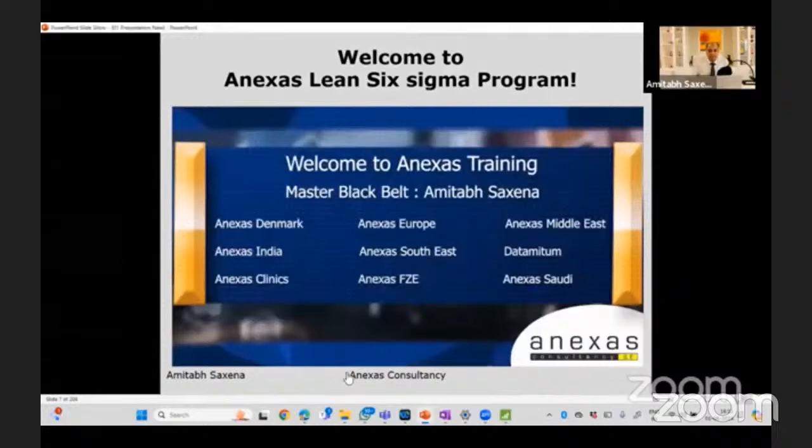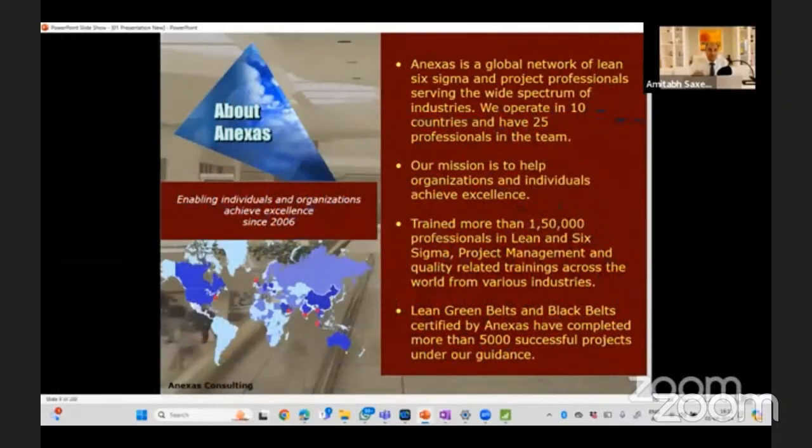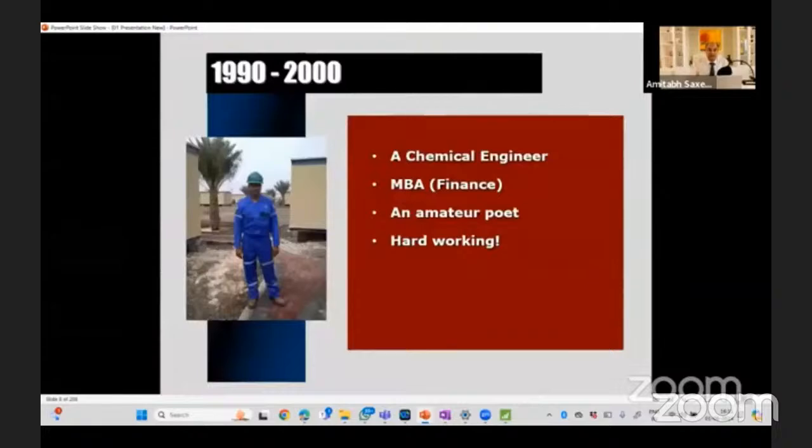There is a group of 25 people who are supporting this training as of now, who are responsible for bringing this training. So thanks a lot to all of them. And as a company, we have been around since 2006, and we have been enabling individuals and organizations to achieve excellence, having trained more than 150,000 people.